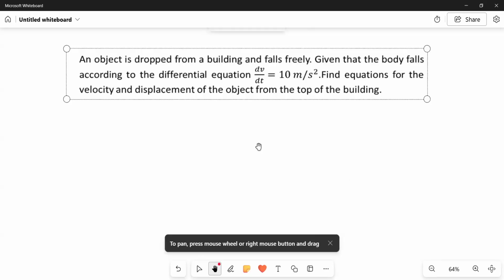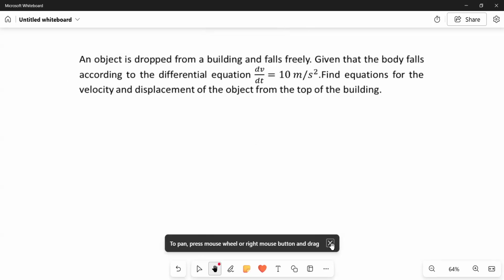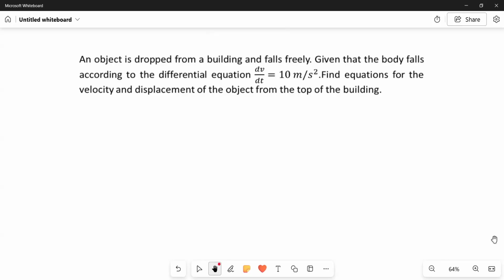All right. Good. So look at this one. We have an object falling freely from a building. This is the acceleration, dv/dt, what we call acceleration due to gravity. It's around 9.8, but I'm just using a nice number, 10, instead of 9.8. They ask you to find equations for the velocity and displacement of the object from the top of the building.